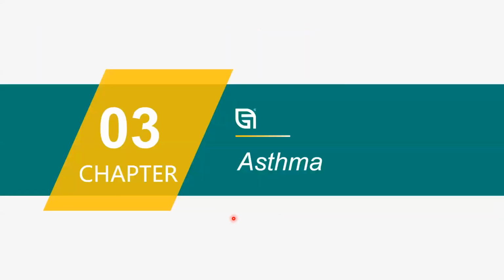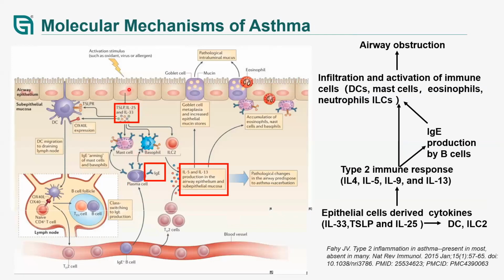I'll now review autoimmune asthma disease and mouse models recapitulating the human disease. The primary feature of asthma is airway obstruction, which is caused by reducing the airway diameter. Narrowing of the airways is mediated by chronic inflammation of the airway wall characterized by the infiltration and activation of immune cells, including dendritic cells, eosinophils, neutrophils, lymphocytes, innate lymphoid cells, and mast cells.